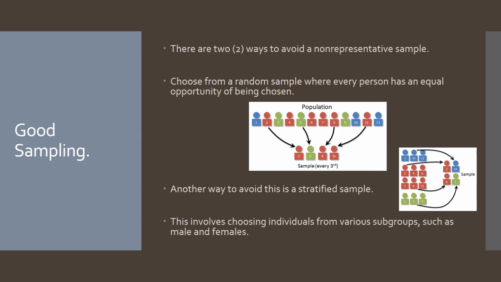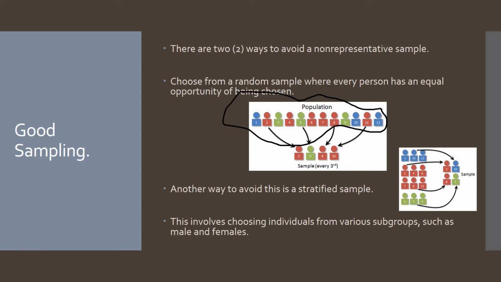So again, if we had a population of high school juniors and seniors, let's say, I'm just going to circle it here. Here's our population of high school juniors and seniors. To make a random sample, the psychologist would select every third person. So again, you can see they choose from a random number of the population. So every third person would be selected for the sample. That's one way to do it.